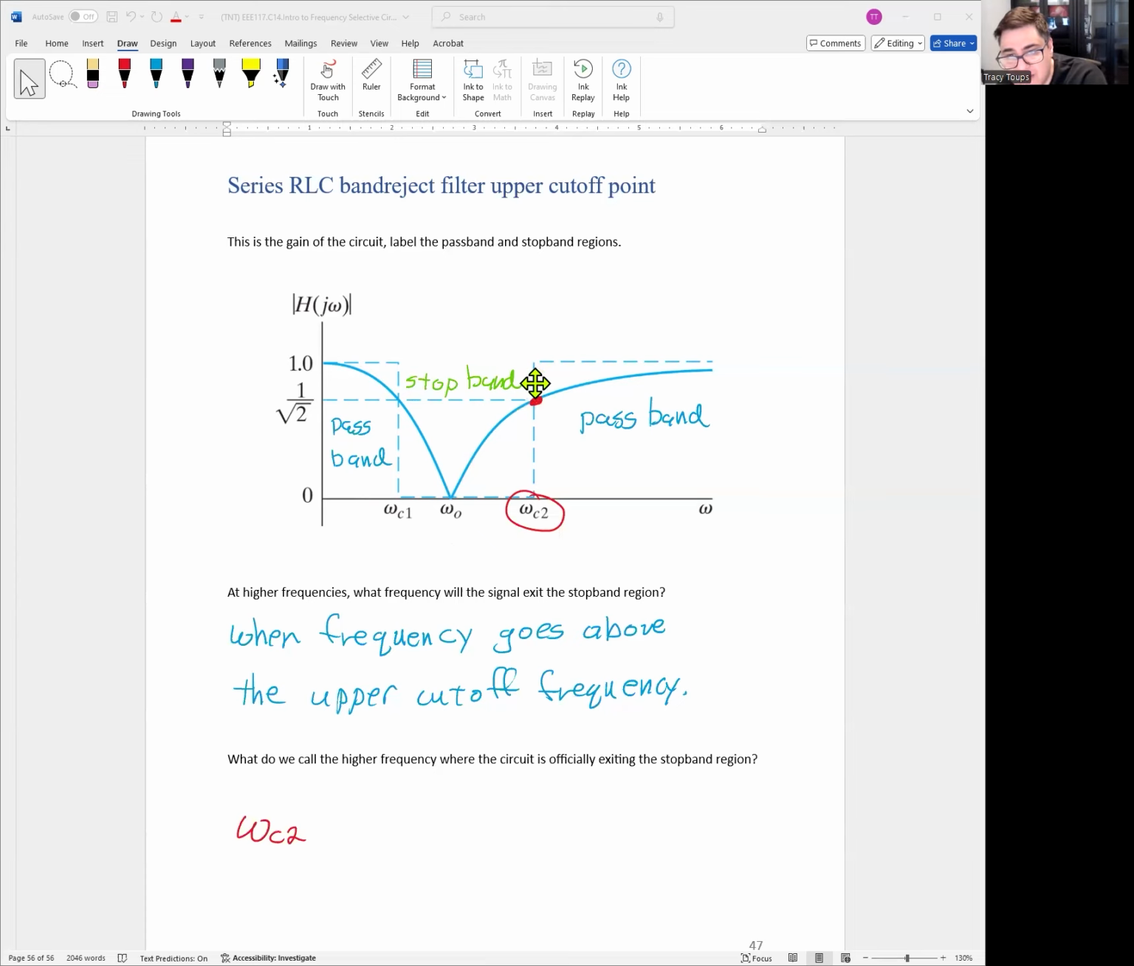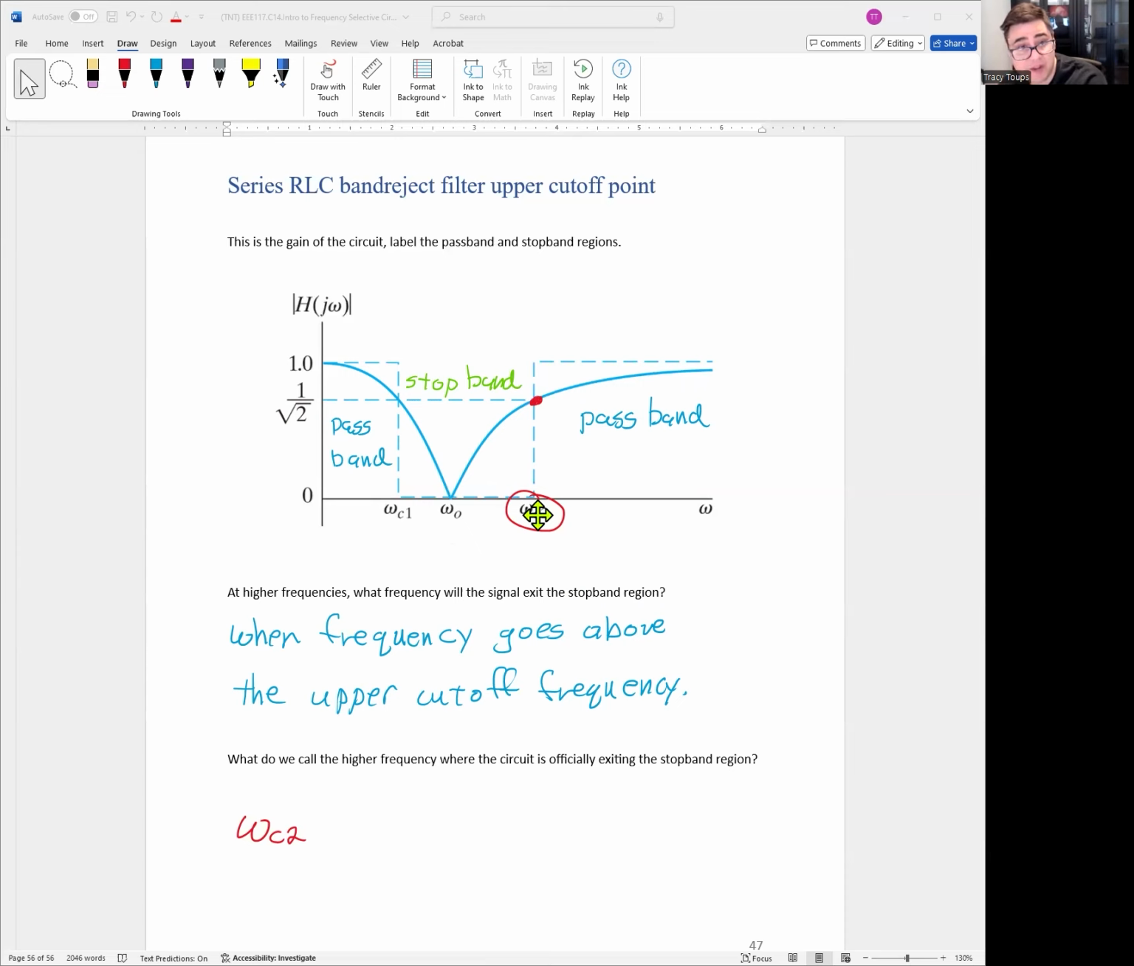So here, this point, let's read it. At a high frequency, what frequency signal will exit the stop band region? As our signal gets higher frequency, our gain gets better and better. Once we get past that 1 over square root 2 gain, we're now considering the pass band region. That frequency point where we start entering the pass band region is called our upper cutoff frequency, WC2.